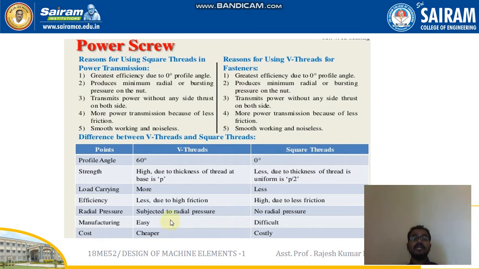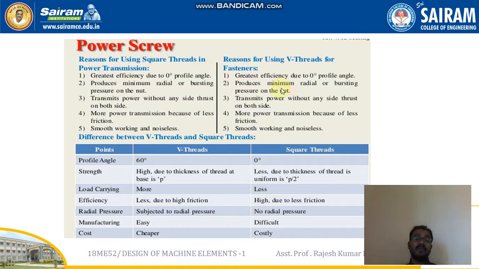All this information is very important, and here, on the right hand side, the information was put by mistake. The same content has been put on the right side. Correctly speaking, here the first point should not be the greatest efficiency. The efficiency is very much less. It is not the greatest efficiency because the profile angle is 60 degree, and the V thread produces more radial pressure, or bursting pressure, on the nut.